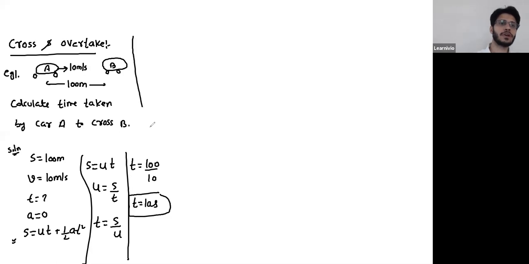So in an interval of 10 seconds, A will cross B. So is it clear, everyone? Yes, sir. Any doubts? No.